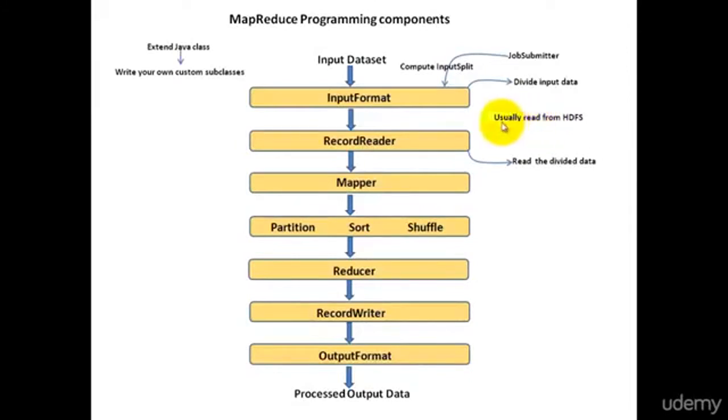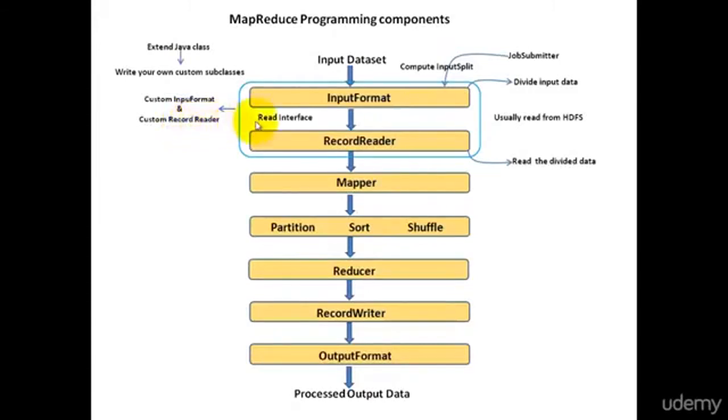If at all you want to read data from different sources, you need to change only input format and record reader. You need to write custom input format and custom record reader. You need not change other components of MapReduce. Hence, these two components are the read interfaces of MapReduce framework. Other than HDFS, you can read data directly from HBase or Cassandra database or MySQL database or any other storage system.